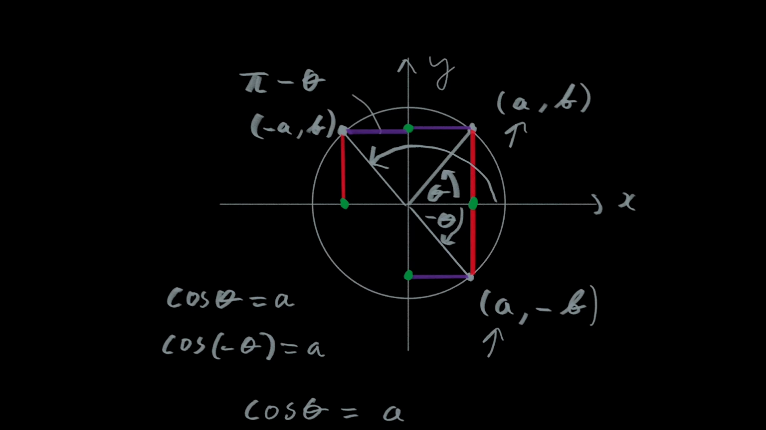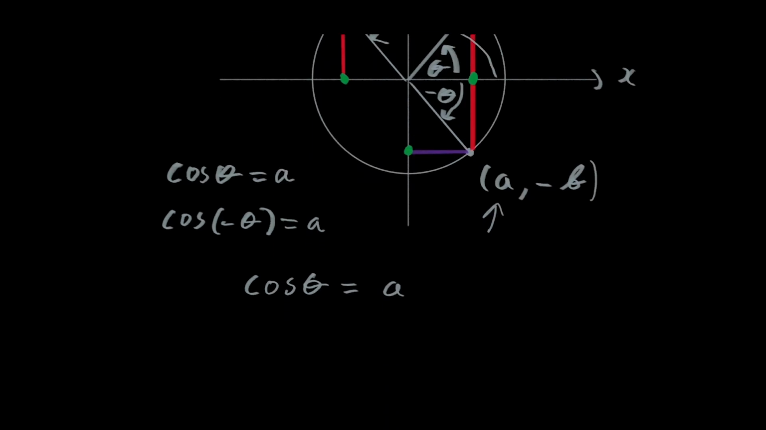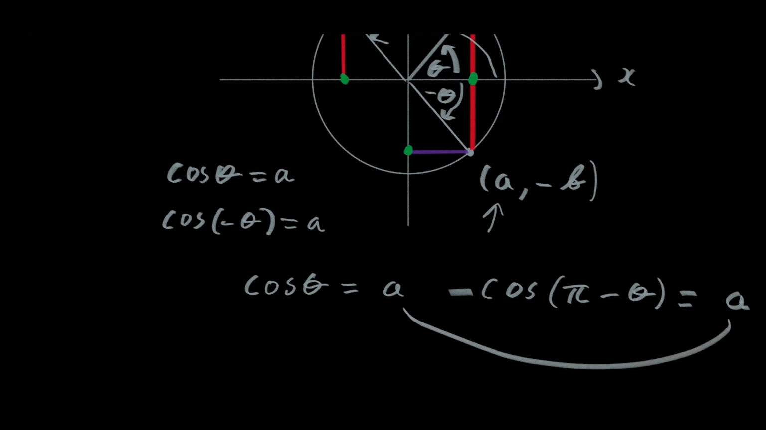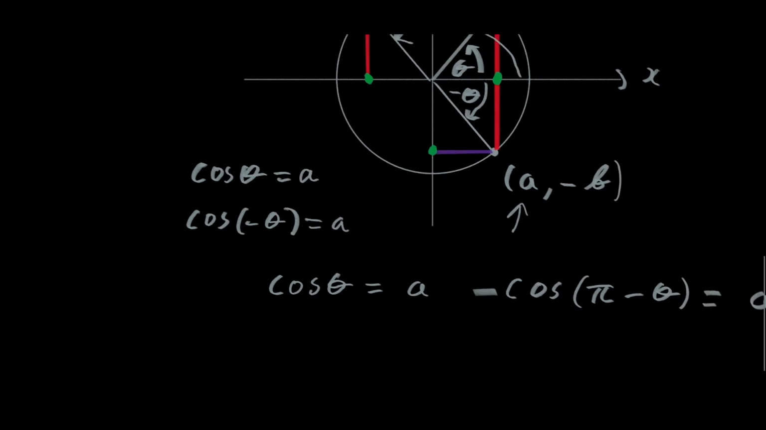So when we take the cosine of pi minus theta, we are going to get negative a. But now if we multiply both sides by negative 1 to get negative cosine of pi minus theta on the left-hand side, we realize that we're just going to get positive a on the right-hand side. So they're both equal to a. So the cosine of theta must be equal to the negative cosine of pi minus theta.